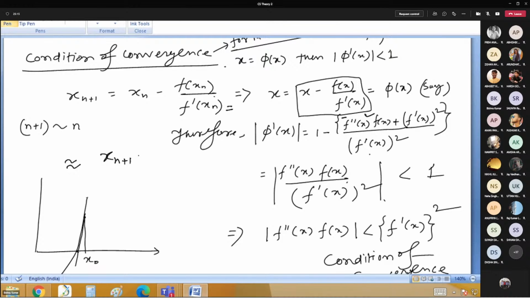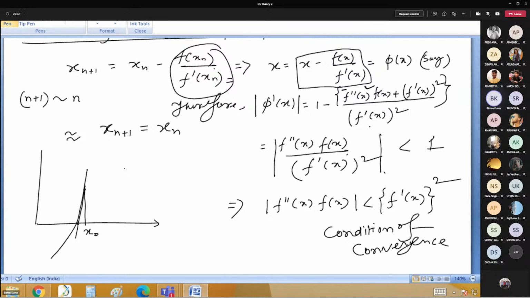Xn equals Xn. If this portion is 0, suppose, then Xn plus 1 equals Xn. So whatever the next iterated value is, it equals the previous iteration value. The logic is clear. So that is also decided from here. The physical interpretation: if the graph near the root is vertical, then your method is converging quickly.